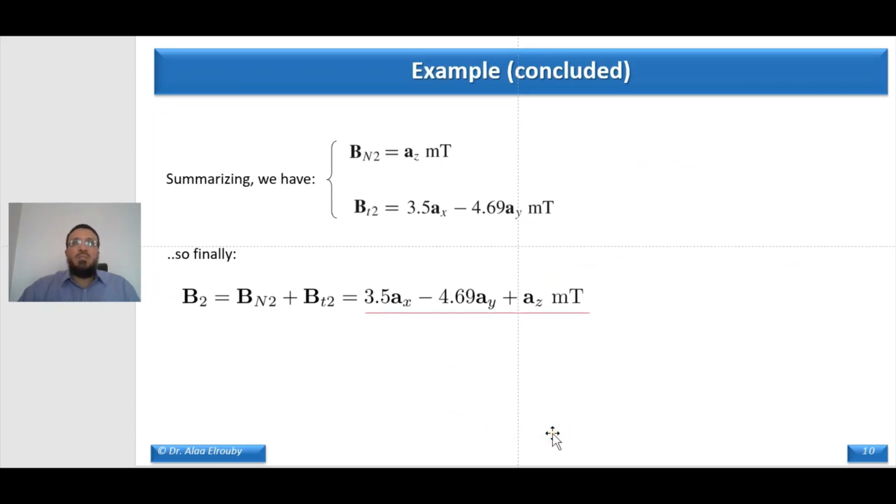So now the total field is just summing B normal 2 and B tangential 2, and we found the total field in medium number 2. This will be the end of this video, which is the first part of lecture 5. See you in the next sections.